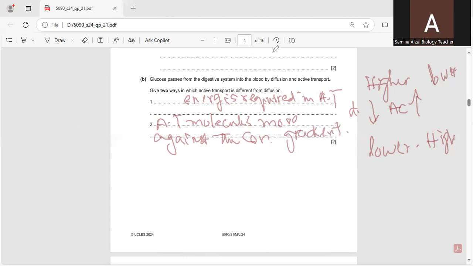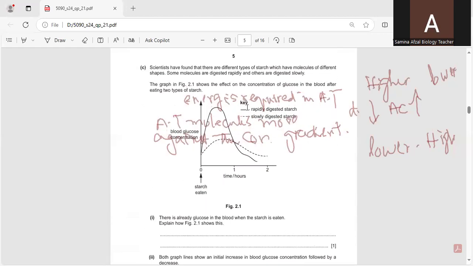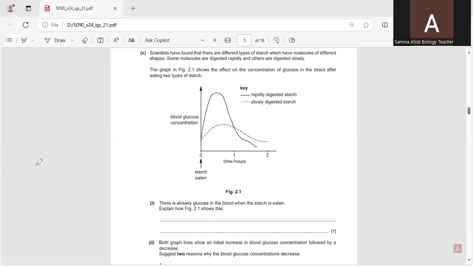So in this way, both are different from each other. Now you can see the next question on the screen. The scientists have found that there are different types of starch which have molecules of different shapes. Some molecules are digested rapidly and others are digested slowly. It means two types of starches are shown in this graph: readily digested starch and slowly digested starch.